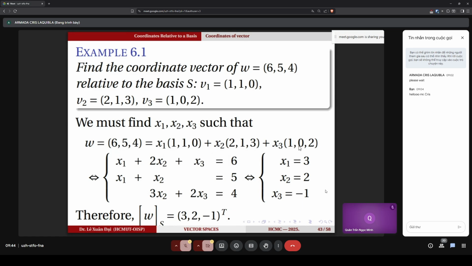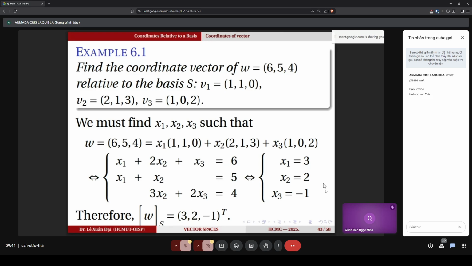3x2 and then 2 of x3. So 2x3 here is equal to 4. Now, if you are going to solve this, you have these values: x3 is negative 1, x2 is 2, x1 is 3. So that is a system of linear equations, class.